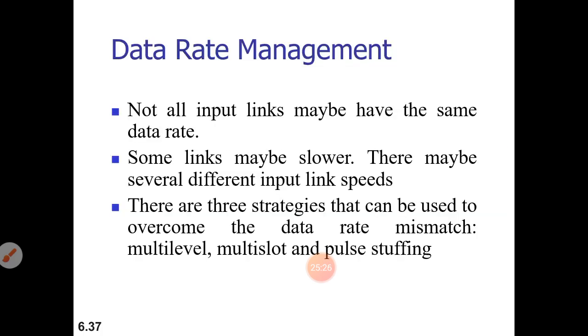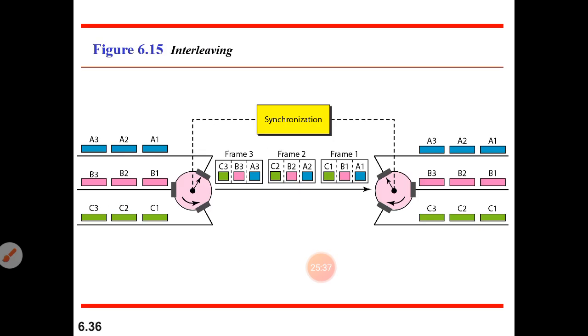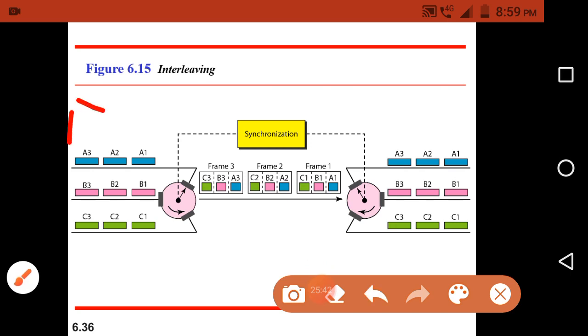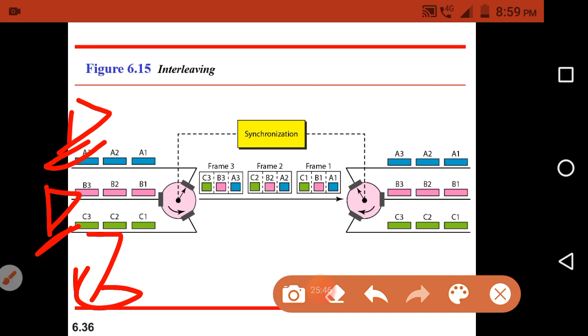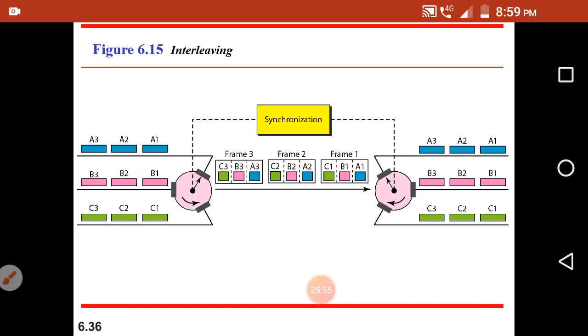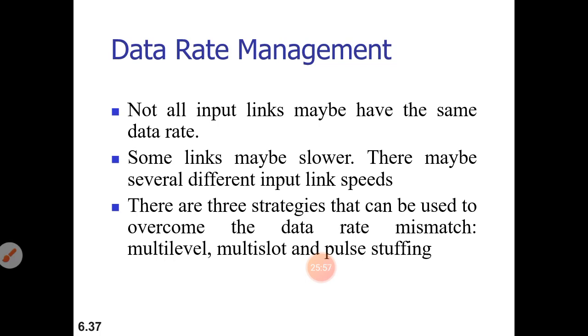Next we will discuss data rate management. What is data rate management? The first point is that not all input links may have the same data rate. For example, there is one device, a second device and a third device, and each device has a different data rate. Some devices have 1 kbps, some 2 kbps, some 5 kbps. So they have different data speeds.